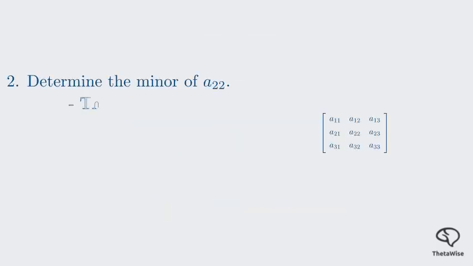Next, let's find the minor of a 2, 2. We'll follow the exact same process. First, locate the element a 2, 2. It's in the second row and the second column. So, to find its minor m sub 2, we must delete or eliminate all the elements in the second row and all the elements in the second column.